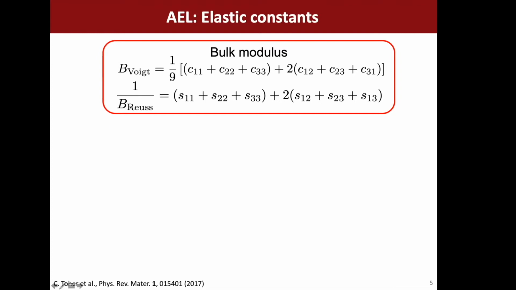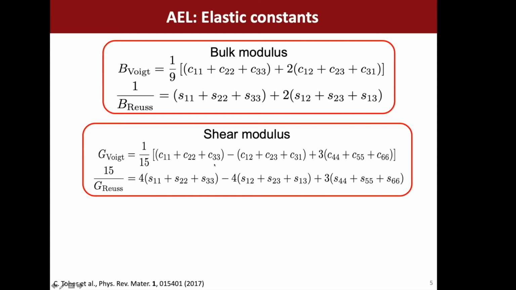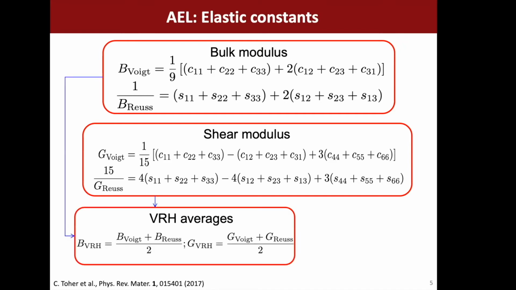For the Reuss approximation, it's the other way around. It assumes that the stress is uniform, so each grain has the same stress, but they can have different strains, and this gives you a lower bound on the bulk modulus. We have similar things for the shear modulus, which is just the response to shear deformation. If you apply a shear deformation like this to the material, how much is it going to stretch for a given shear stress? Then we can combine the Voigt and Reuss approximations to get the Voigt-Reuss-Hill average, which is just the mean of the two.